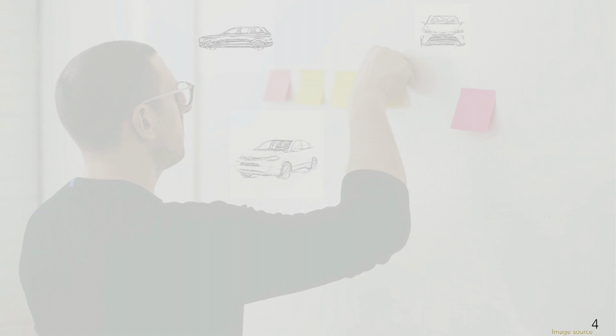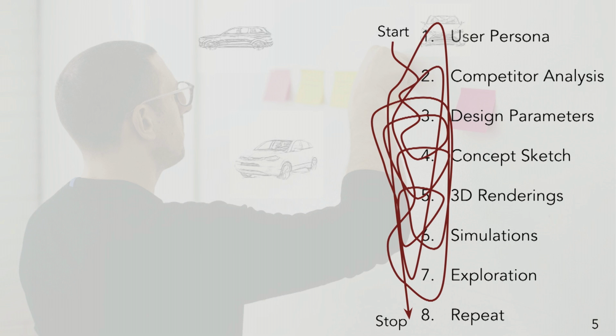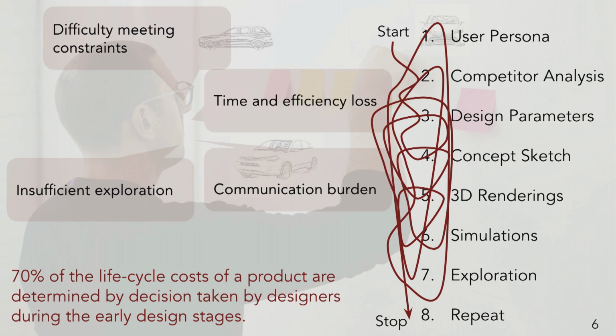Now, with that definition clear, if I talk to one of my friends, Mike, who works in the car industry, and I ask what's your design process, he would talk about defining the user persona, competitor analysis, doing a conceptual sketch, and go on and on. But most people who have worked in design would know that the process is really complex, and you have to go back and forth a lot of times. As a result, there is difficulty meeting constraints, time and efficiency loss, communication burden, and people don't explore enough. They have one design.